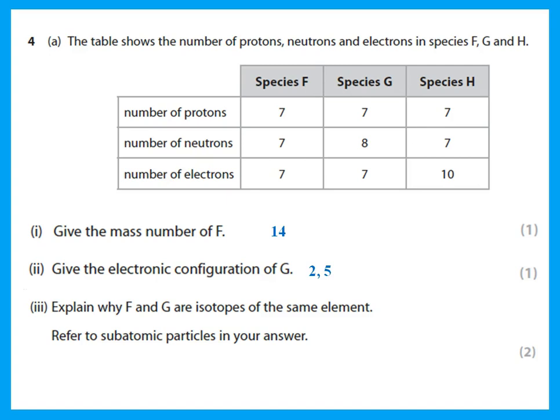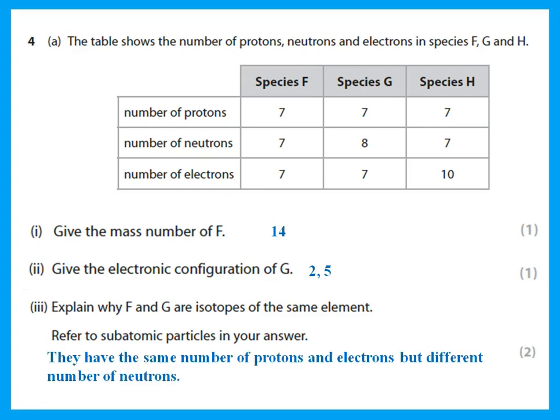Explain why F and G are isotopes of the same element. Remember, what do we mean by isotopes? If I look at F and G, where are F and G? They have the same number of protons, same number of electrons, but they differ in the number of what? They have a different number of neutrons.